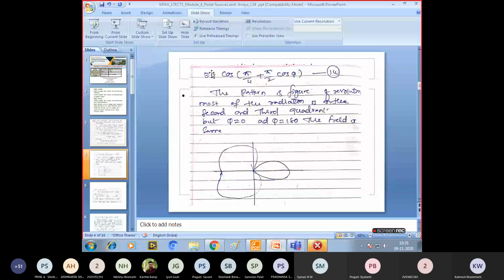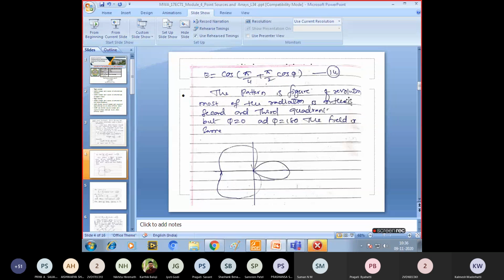We have the simplified equation, that is E equal to cos of pi by 4 plus pi by 2 into cos phi. This is our argument, to determine the maximum field. When phi equals 0, we have the maximum field, and when phi equals some other value, at that time we have the minimum field. With respect to this argument we have the field.